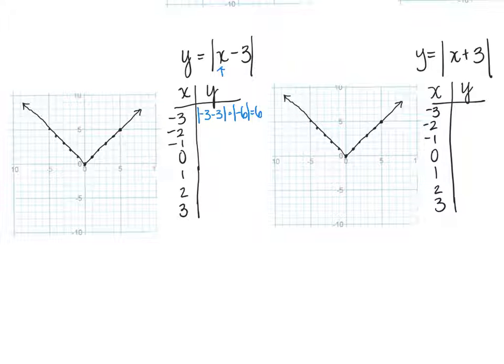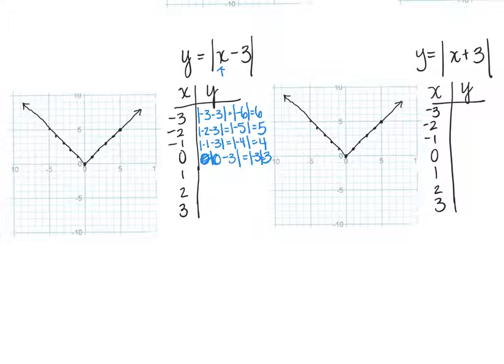Okay, what if I do -2? Well, the absolute value of -2 minus 3 is the absolute value of -5, or 5. If I do -1, it's -1 minus 3, which equals -4, and it's an absolute value, so it's just simply 4. The absolute value of 0 minus 3 is the absolute value of -3, which is just 3. So let's look at plotting these so far.